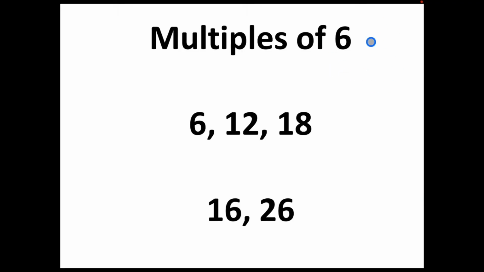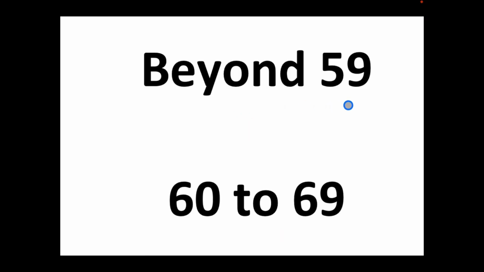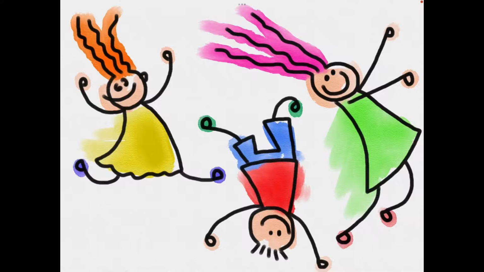But if you want to make it more challenging, you can change the multiple. Let's say you change it to 6. Not only would they have to clap on 6, 12, and 18, but 16, 26, and any number that has a 6 in it would also be a clap. If you go beyond 59, all the numbers from 60 to 69 would also be a clap. So it gets a bit tricky. It's simple, but the kids really like it and get very, very excited.